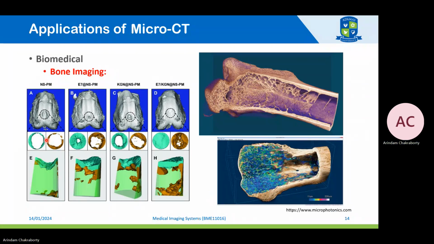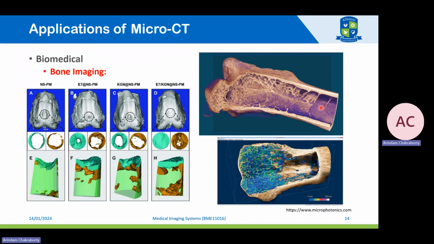Here also we can see the internal structure of a long bone. It shows the cortical as well as the cancellous bone structure with very fine detail, which I was talking about previously: micro-CT has a very high spatial resolution, given by the micron level pixel size, which is very useful for visualizing structural intricacies. Here we can distinguish the surface roughness as well as the cortical and the cancellous bone.